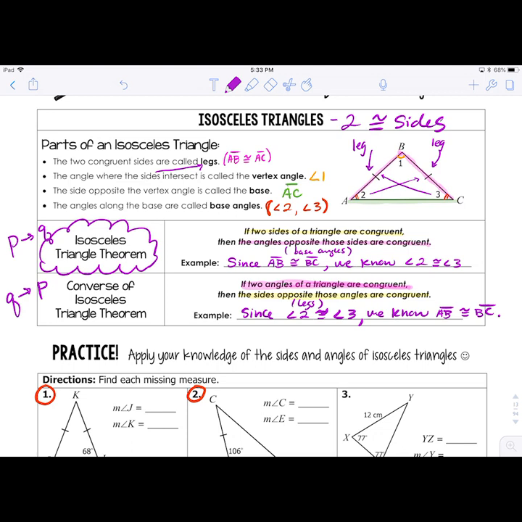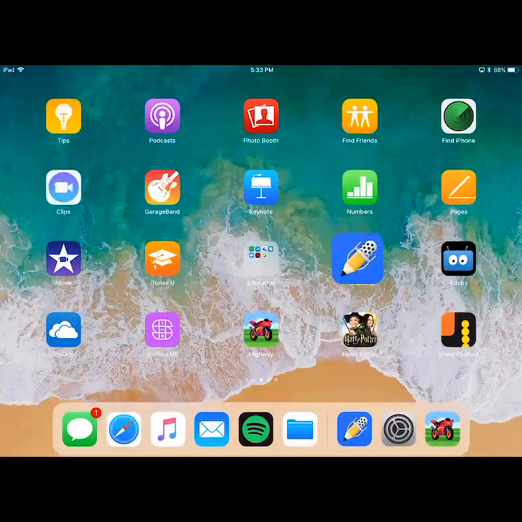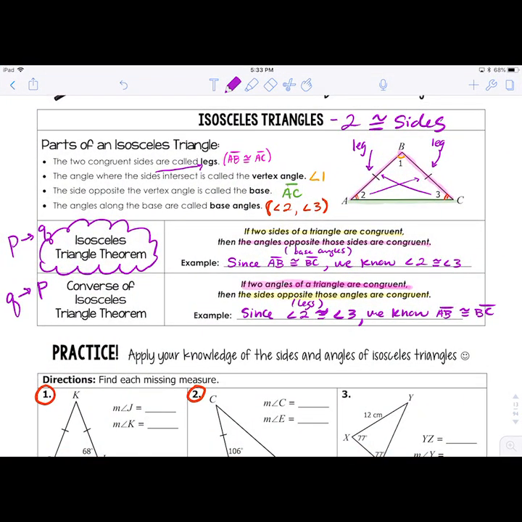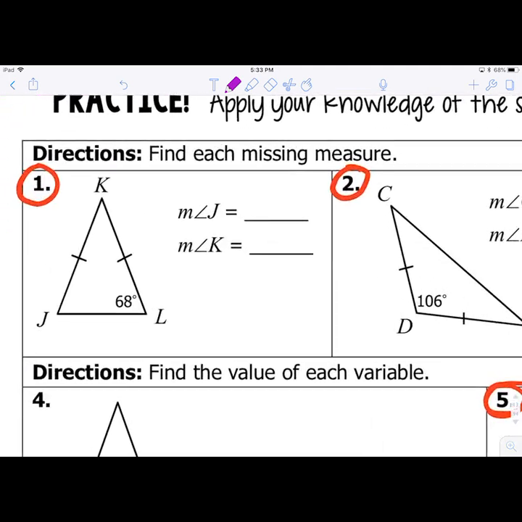Oh, come on. What's happening? Sorry, my iPad froze up. There we go. All right.